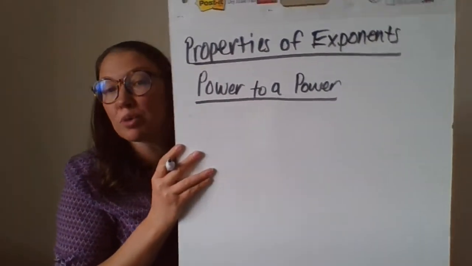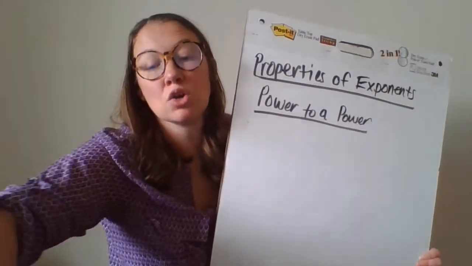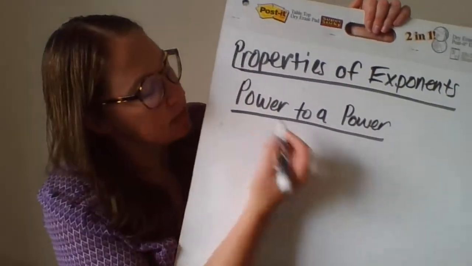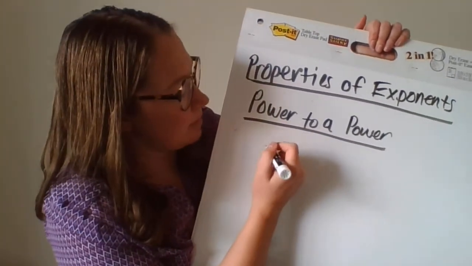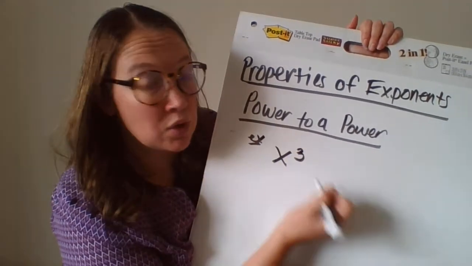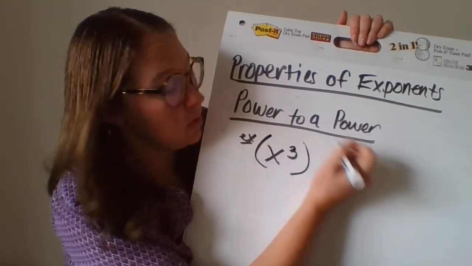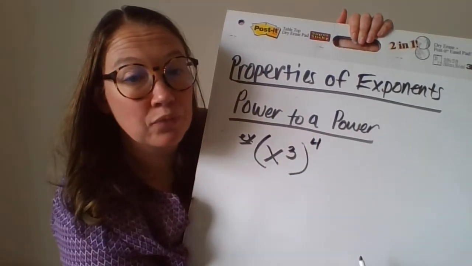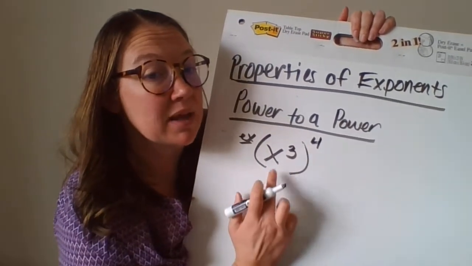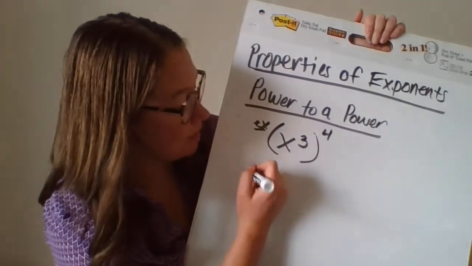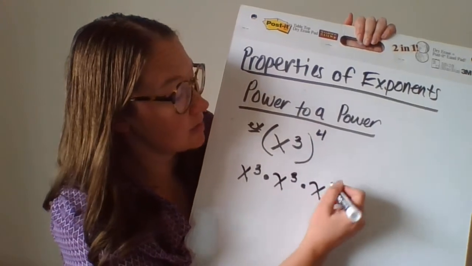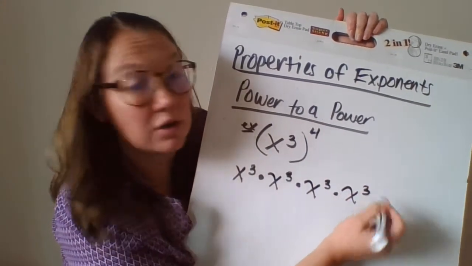And since we already know from the previous video how to multiply exponents, you're just doing a mega exponent multiplication. So what I'm talking about is if you ever see a problem that looks like this, for example, x to the third raised to the fourth power. What that's saying is, remember, because an exponent says how many times to multiply something by itself, that I have x to the third times x to the third times x to the third times x to the third.